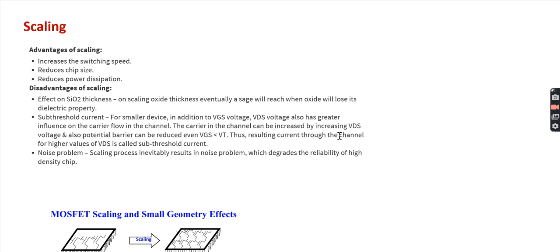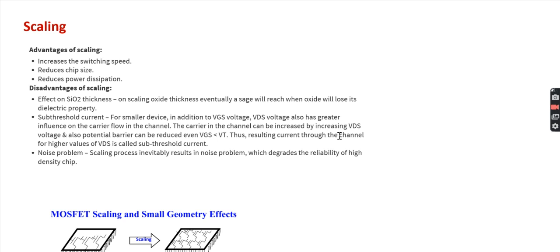But what will be the demerits of scaling? There will be an effect on the silicon dioxide thickness, because as you reduce the length and width of the channel, you have to reduce the SiO2, that is the gate oxide thickness, the T oxide. If you keep on reducing that, there will be an effect, and some problem may occur later. We'll study what kind of problem will occur.